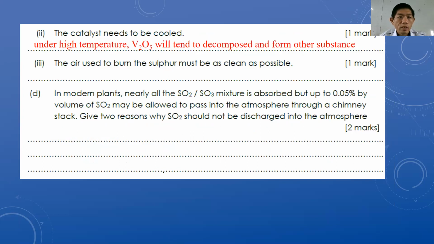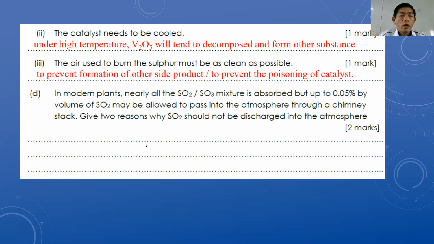And then number 2, the catalyst needs to be cooled. Under high temperature, V2O5 will tend to decompose to form other substances. So that is why it has to be cooled. This one is very hard to get marks for, because you have to know why V2O5 is applied here and what the effect is if the V2O5 is heated at a high temperature, because eventually it will decompose.